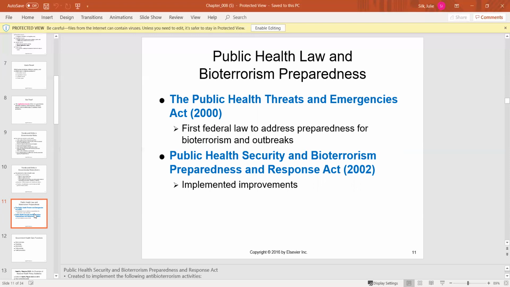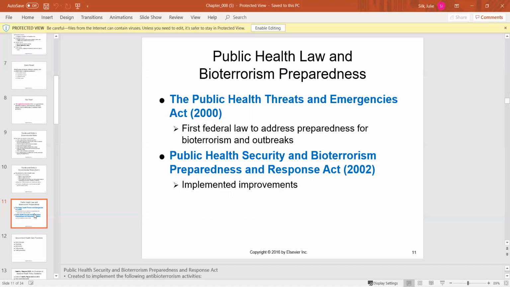Speeding the development of new vaccines and other countermeasures. So if there is a certain bioterrorism agent that some country might use against us, we need to have some way to fight that. So they're trying to speed up the process of getting these countermeasures available.